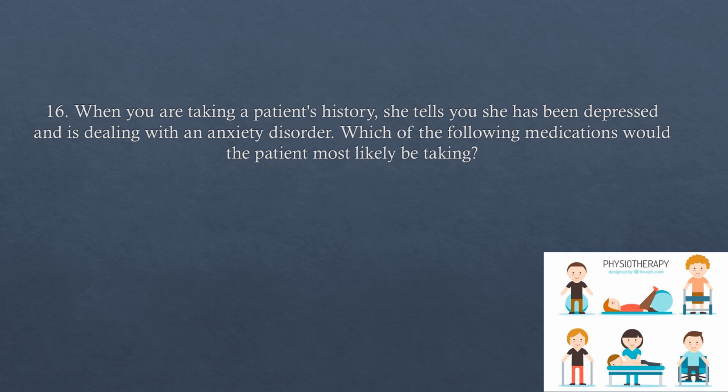Question number 16. When you are taking a patient's history, she tells you she has been depressed and is dealing with an anxiety disorder. Which of the following medications would the patient most likely be taking? A. Elavil. B. Calcitonin. C. Pergolide. Or D. Verapamil. And the answer is A. Elavil. Let's go to the next question.